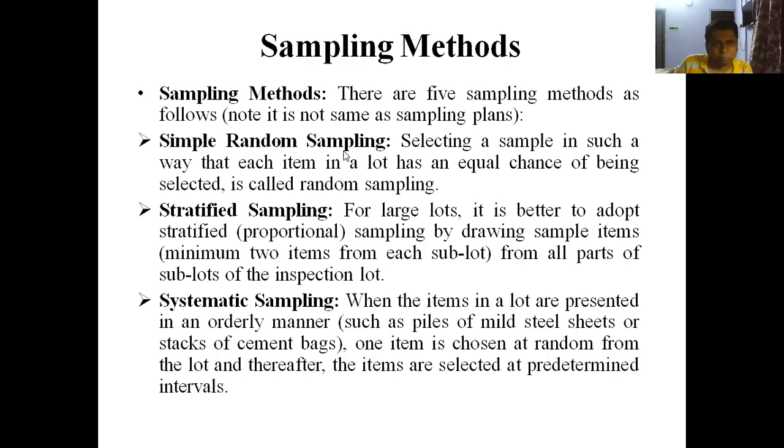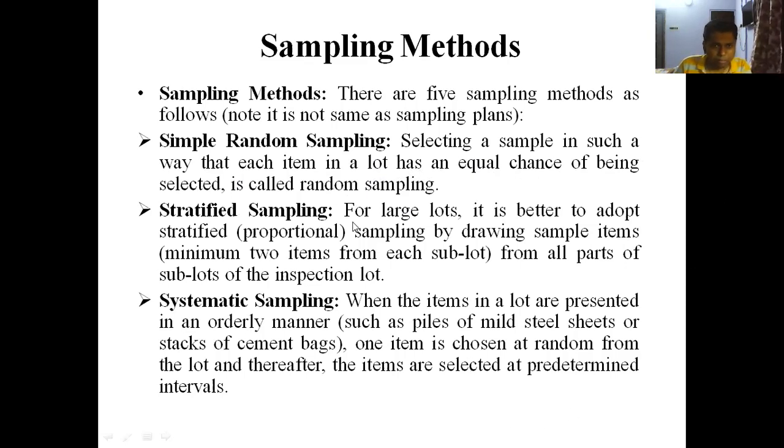What is simple random sampling? Selecting a sample in such a way that each item in a lot has an equal chance of being selected is called random sampling. So in case of random sampling, randomly you can take any sample. This is a very straightforward method.